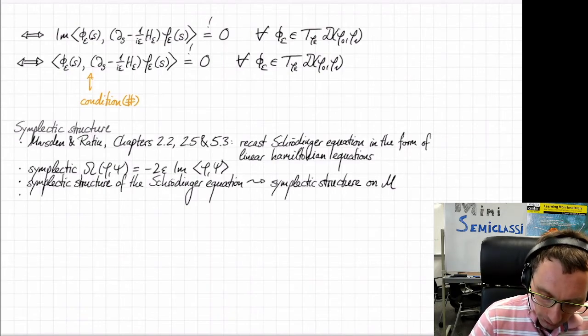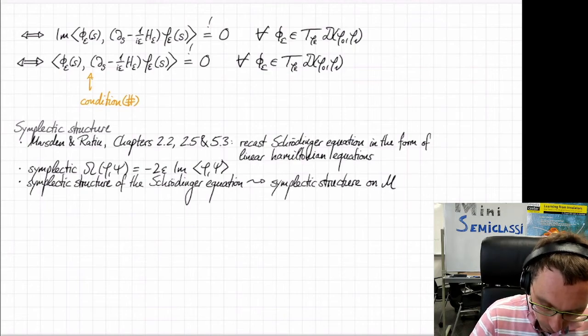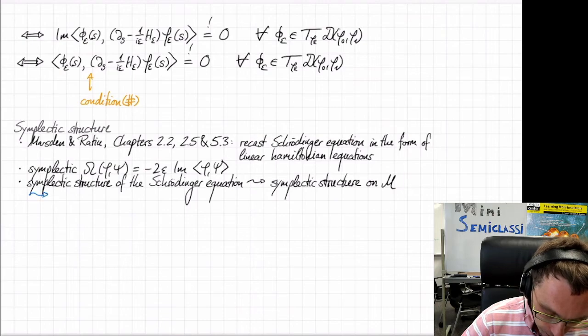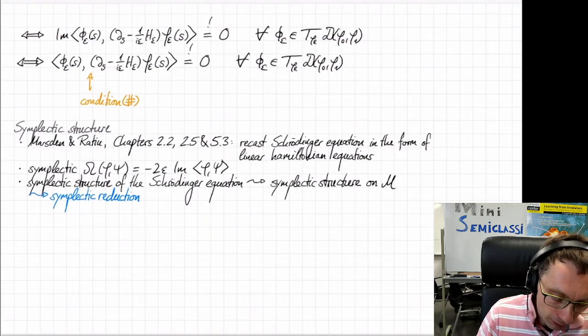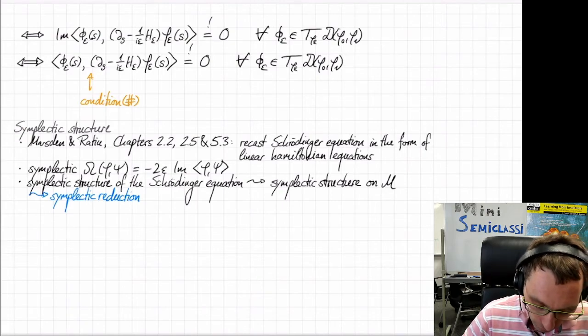Okay, and this here is known as symplectic reduction. So there are standard tools, and this is the important point. This is a symplectic reduction. So that means that the symplectic structure can be computed from just the symplectic structure of the Schrodinger equation and properties of M. That is extremely important.